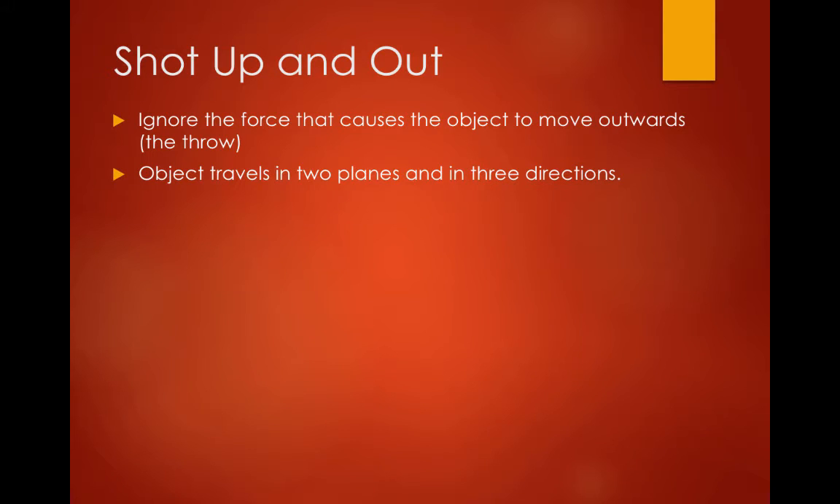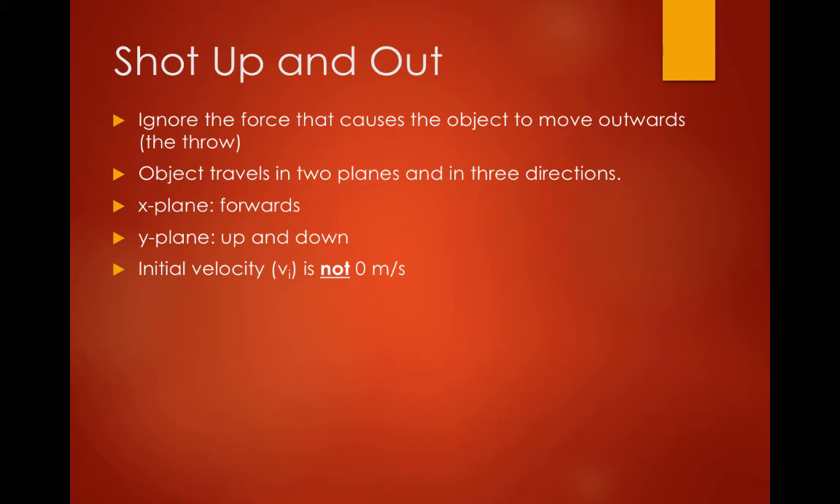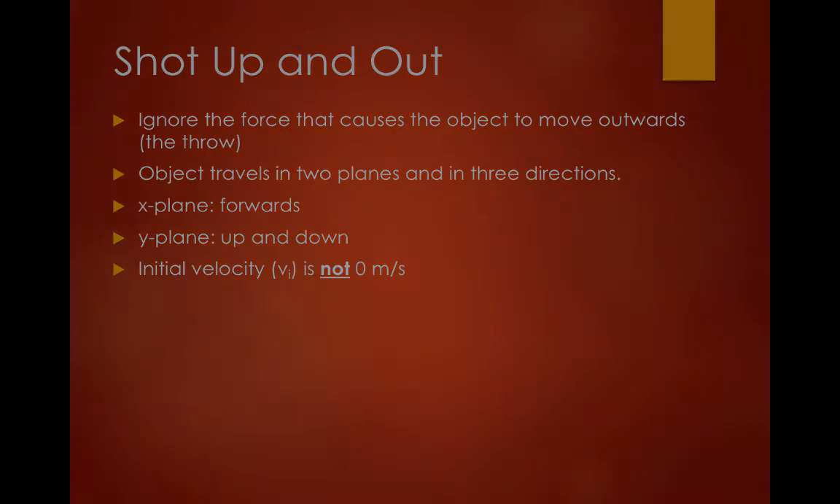This type of projectile will travel in two planes or dimensions, and in three directions. In the x-plane or the horizontal, it will move forwards. In the y-plane or the vertical plane, it will initially move up, stop, and then move down, similar to the projectile shot straight up and down. This type of projectile will also have an initial velocity that is not equal to 0.